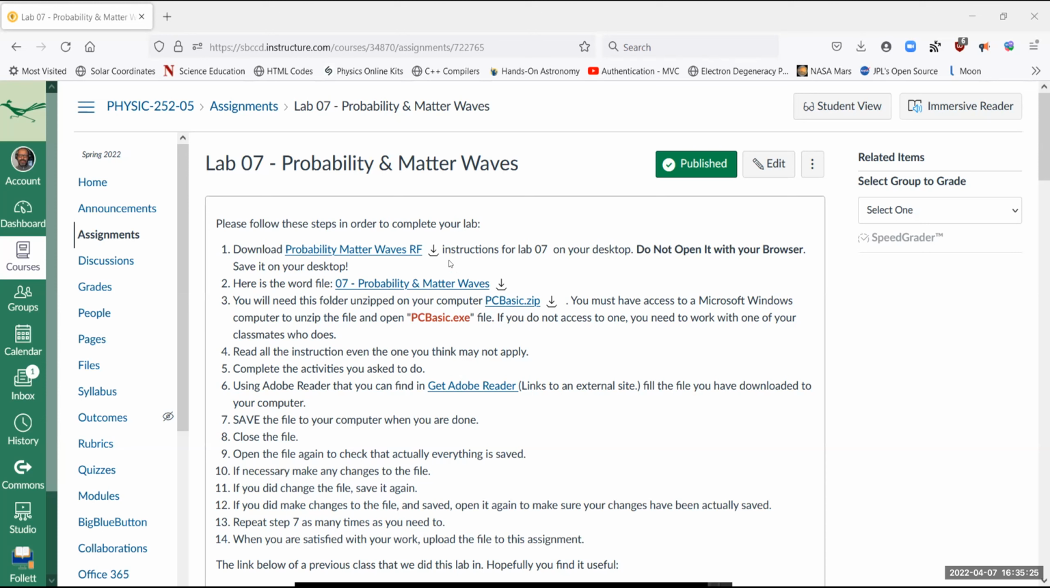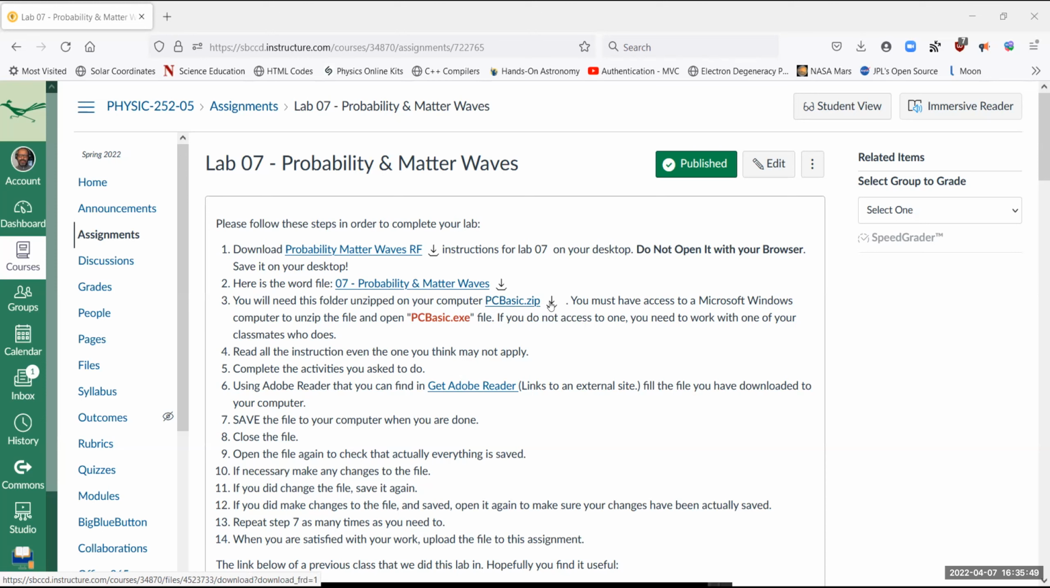Anyway, so here is the response file. This is your PDF, the one that you're going to fill. This is the actual file itself, the raw file. It's a Word file. And this is the zip folder that I told you about. Okay, for this one, you need a Windows machine. So let me open it.